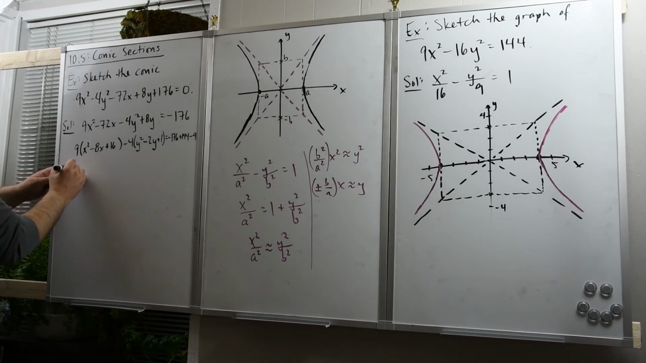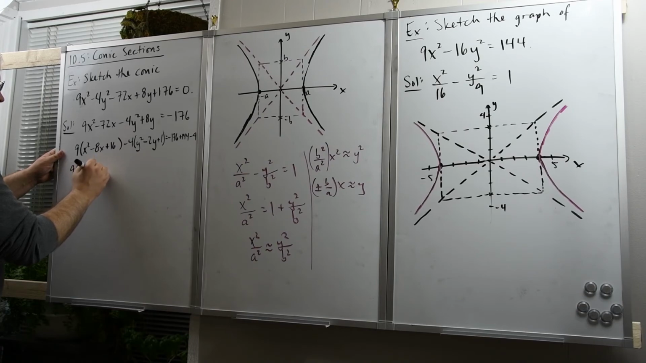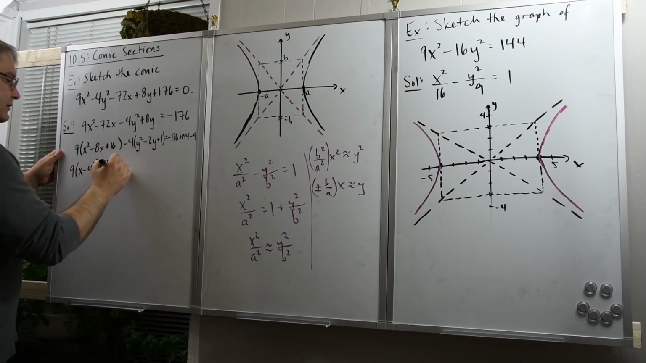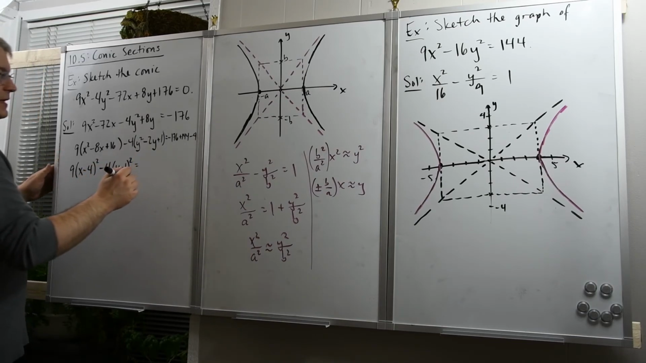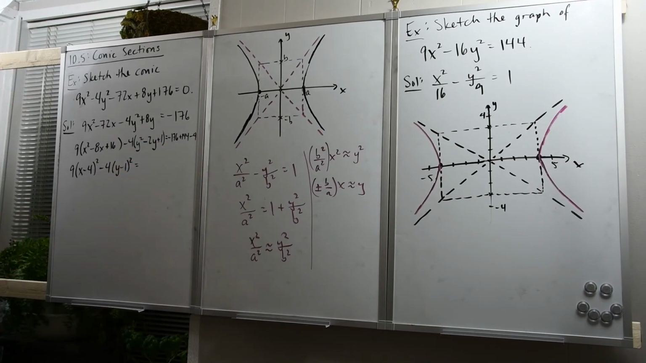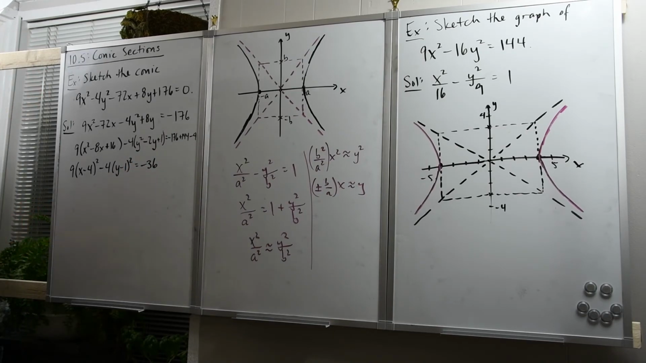So we go back, take a look at the perfect square trinomials. X squared minus 8x plus 16 is the same thing as the square of x minus 4. The y squared minus 2y plus 1 is the same as the square of y minus 1. And then if you take a look at negative 176 plus 144, that's going to give you a negative 32, minus 4 gives you a negative 36.